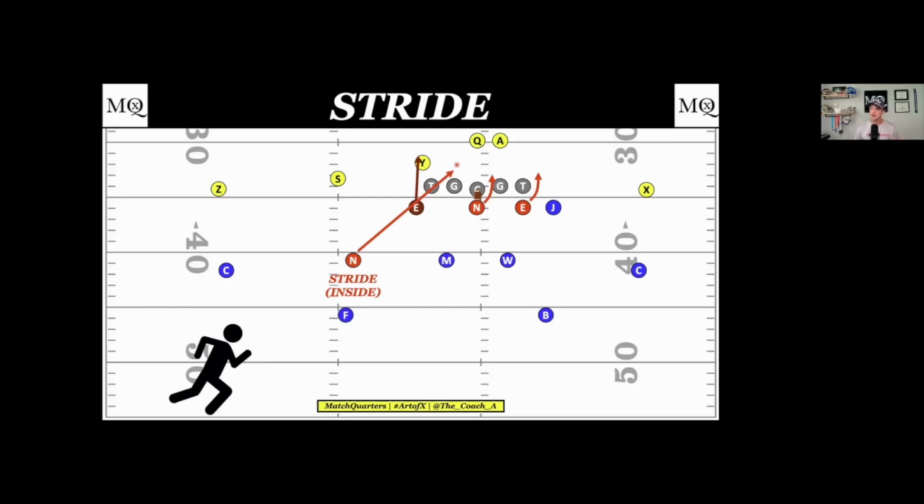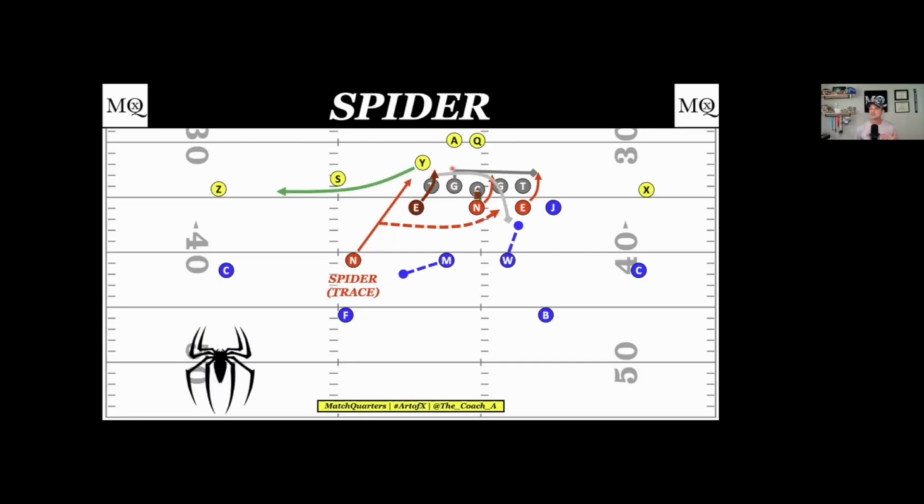Stride is really good when you want to attack inside. Maybe they're running zone lock. Maybe it's a third down call and you know you're going to get a four-man slide over to the jack. You can really attack that B gap. So you want to have different ways. If we're going to get an advanced level in this, we have what's called spiders.